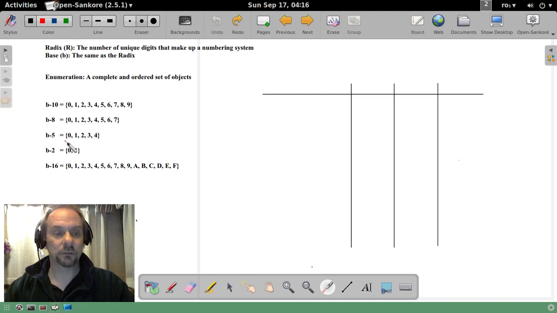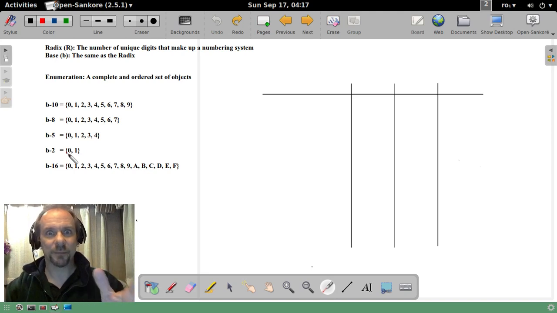In quintal, or base 5, 0 through 4 are our digits. That's our enumeration, for a total of 5 unique digits, so we have base 5. In binary, we only have the 2 digits, 0 and 1, for base 2. And now hex is really interesting, at least I think so, because for hex, the radix is 16, but our normal counting system only goes to 9, right? We only have up to the number 9.